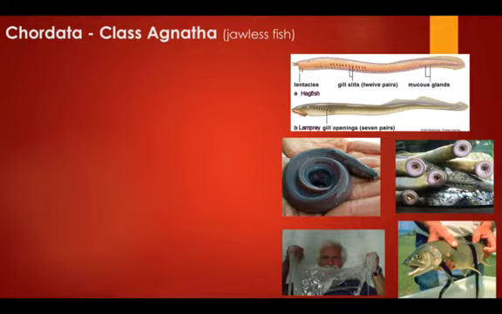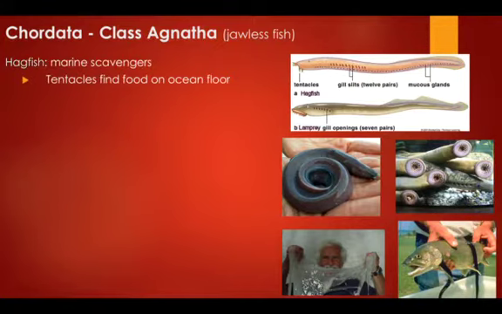So first we have the class Agnatha. The class Agnatha are considered jawless fishes. So this includes organisms such as the hagfish. Hagfish are marine scavengers. They have tentacles to find food on the ocean floor. So here is our hagfish, and here are the tentacles. They do not have true jaws. They just kind of have this mouth part that can latch on to things.